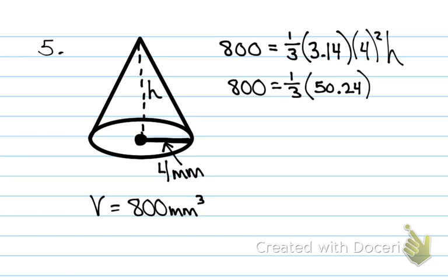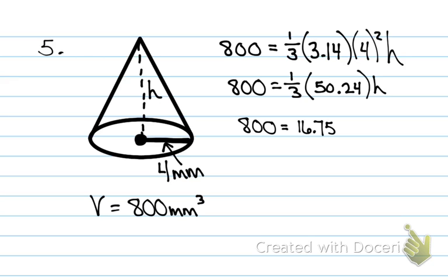Then 1/3, just like if I said half, okay, well, what's half of 100? 50. Okay, so if I'm taking 1/3 of a number, I'm dividing by 3, right? Just like I divided by 2 for half. All right, so 1/3 of something is dividing by 3. 800 equals 16.75 h. Now, say I rounded to 16.8.